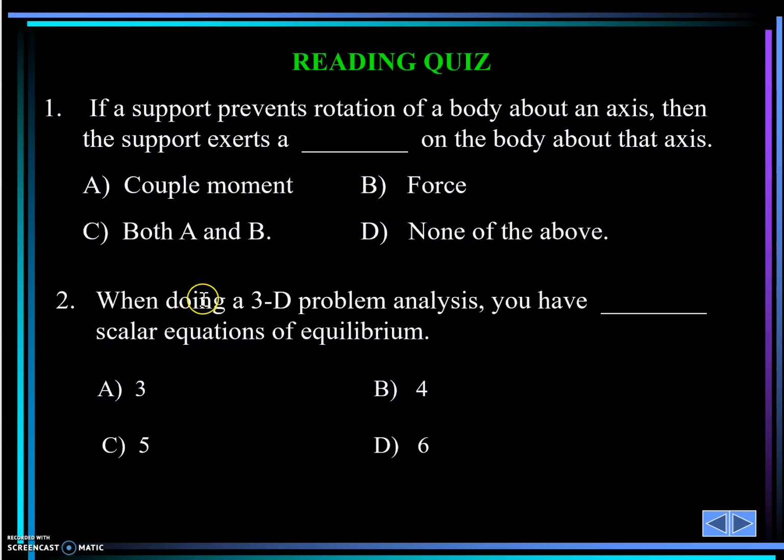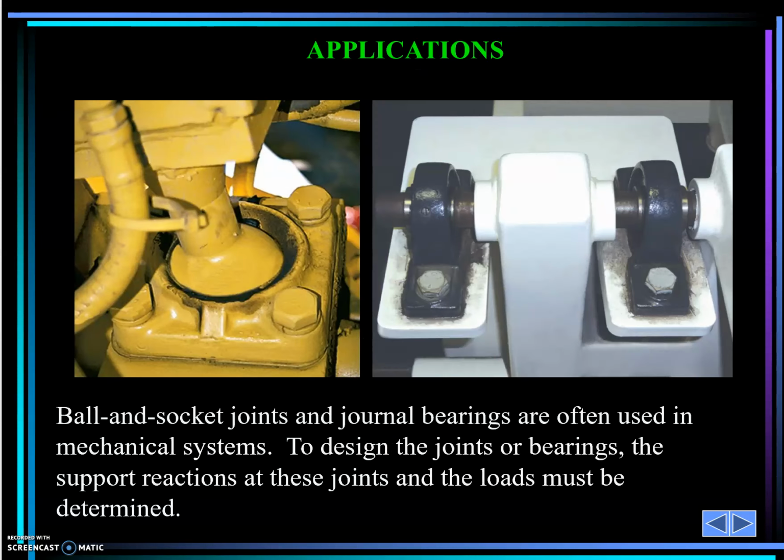Question number 2. When doing a 3D problem analysis, you have what? So how many equations of equilibrium? Is it 2D or 3D? 3D. That means Fx, Fy, Fz, Mx, My, Mz equals 0. So the answer is D. You have 6 unknowns. Let's move on to the next part.